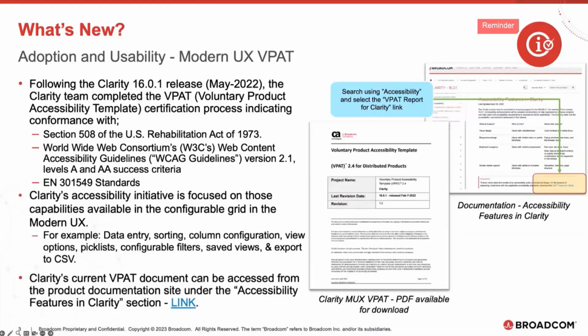I'd like to start out with a reminder. Following Clarity 16.0.1 release, which took place in May of 2022, the team completed a VPAT certification process indicating conformance with Section 508, which is the main accessibility act for the US, WCAG 2.1, levels A and AA success criterion, and the EN 301549 standard, which is essentially the European standard for digital accessibility.